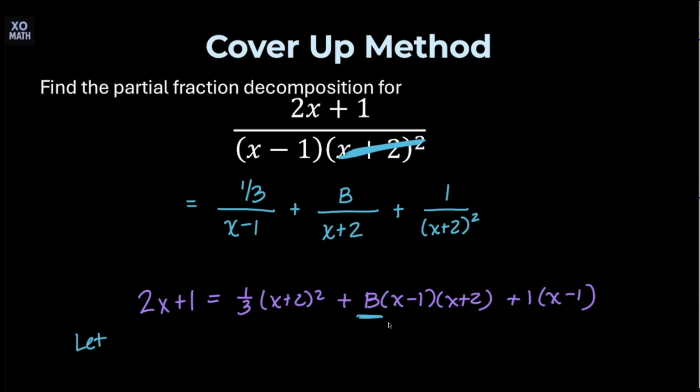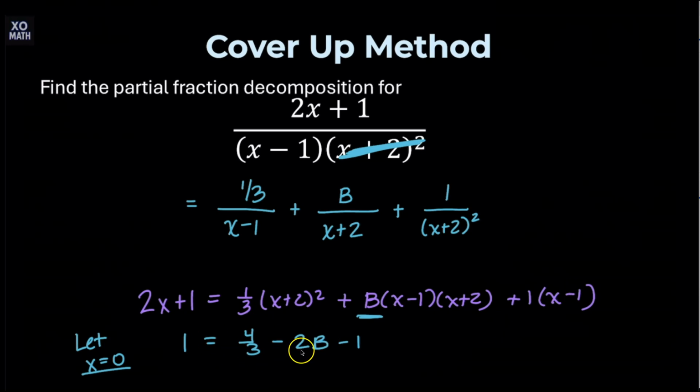So here's yet another technique. We can just let x equal 0, and the only thing that will be missing is our value of b. So if I let x equal 0, on the left side I'm just going to have 1. Right here, 0 plus 2, that's 2. 2 squared is 4. So 4 times a third is 4 thirds. Plus, now right here, 0 minus 1 and 0 plus 2, negative 1 times 2, that's negative 2. So what I actually should have done is put minus. So we have minus 2b. And if I plug in a 0 into this x, 1 times negative 1 is a minus 1.